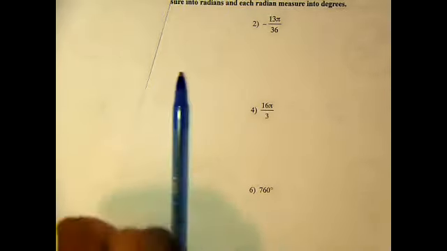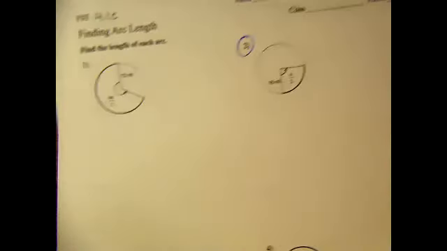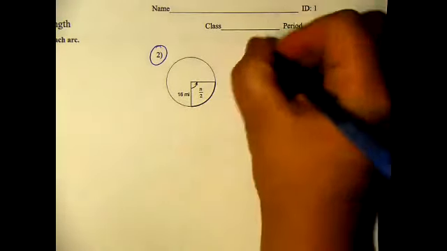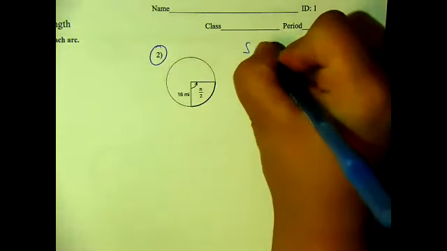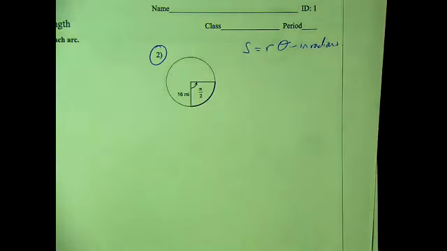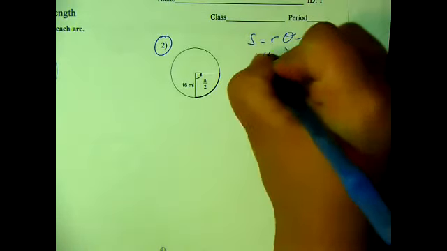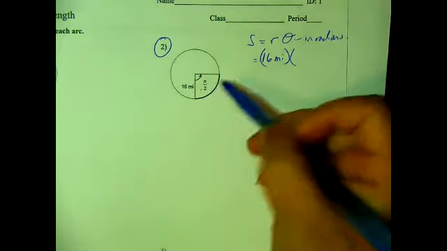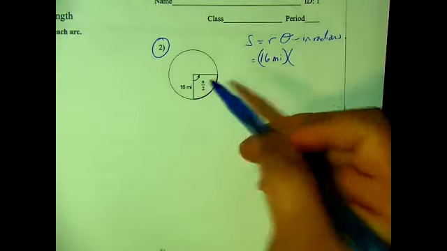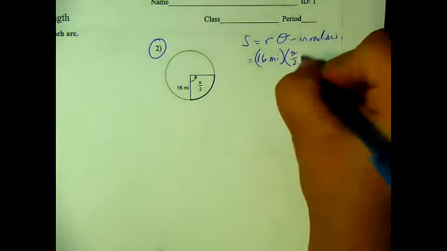Okay, let's go ahead and take a look at number 2 here. So for number 2, remember the arc length formula, we have S is equal to radius times theta, right? And theta must be in radians. So that's very important. Our radius here is 16 miles. Our theta is actually already in radians, pi over 2. So we're good to go there.